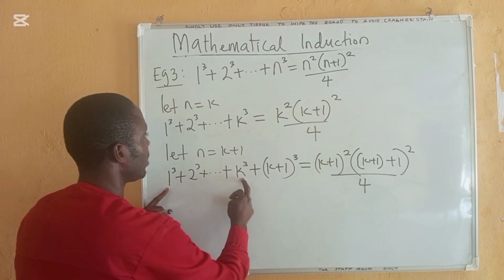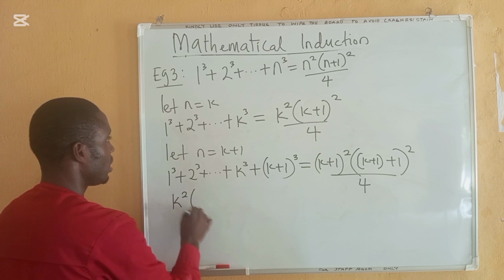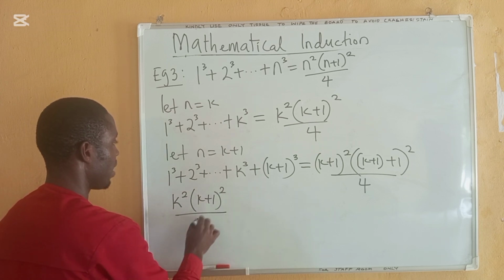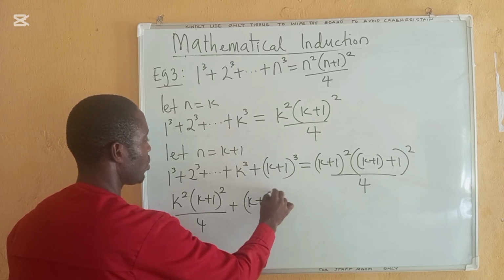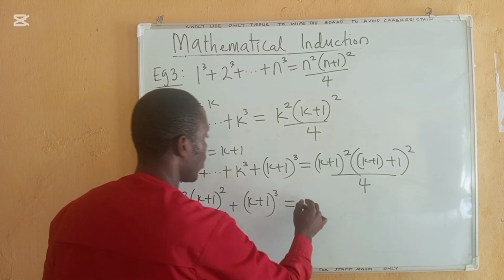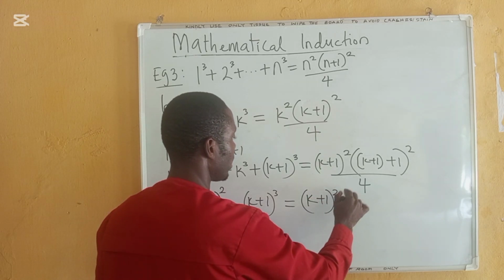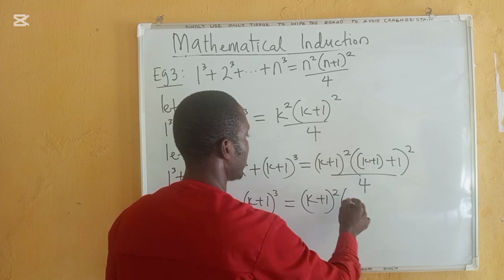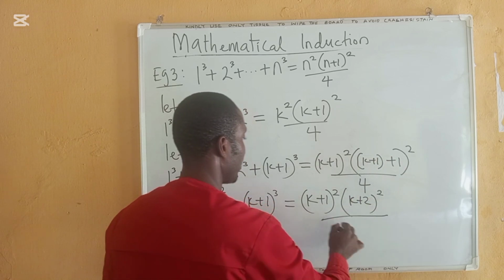So in place of this, we write this. So we have k squared into k plus 1 all squared divided by 4 plus k plus 1 raised to the power of 3 is equal to k plus 1 all squared into, if you open this, we have k plus 1 plus 1, that is k plus 2 all squared divided by 4.